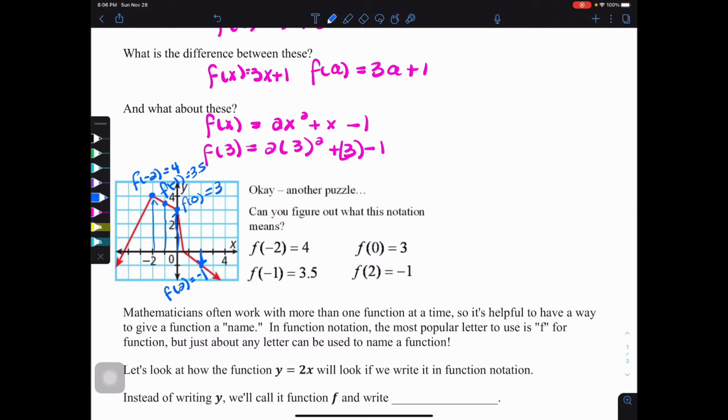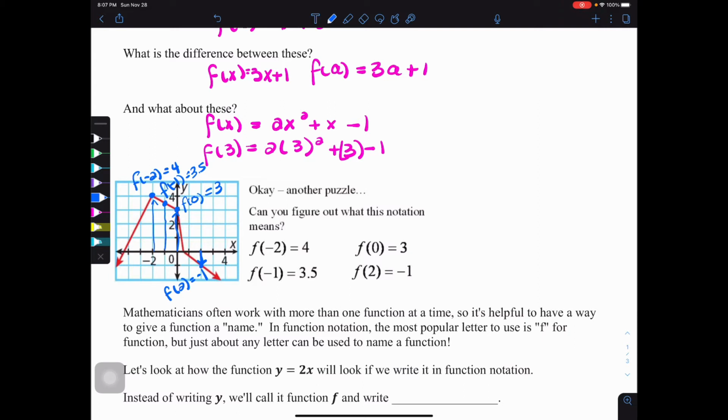F of negative 2 equals 4. So again, X is being replaced with a negative 2. And I hoped you would see that in the graph, the number that's in the parentheses is the X. The answer is actually your Y value. So when I say F of negative 2 equals 4, I found the X value of negative 2, and I looked to see what the Y value was.